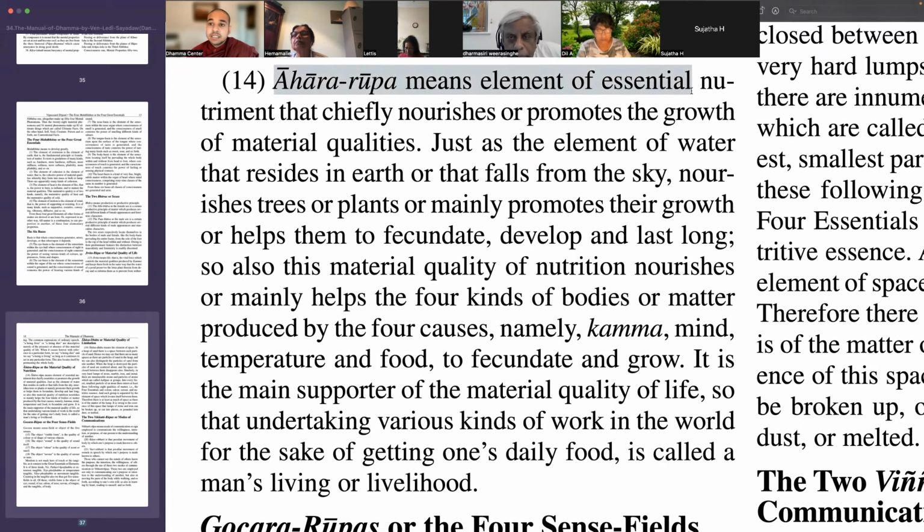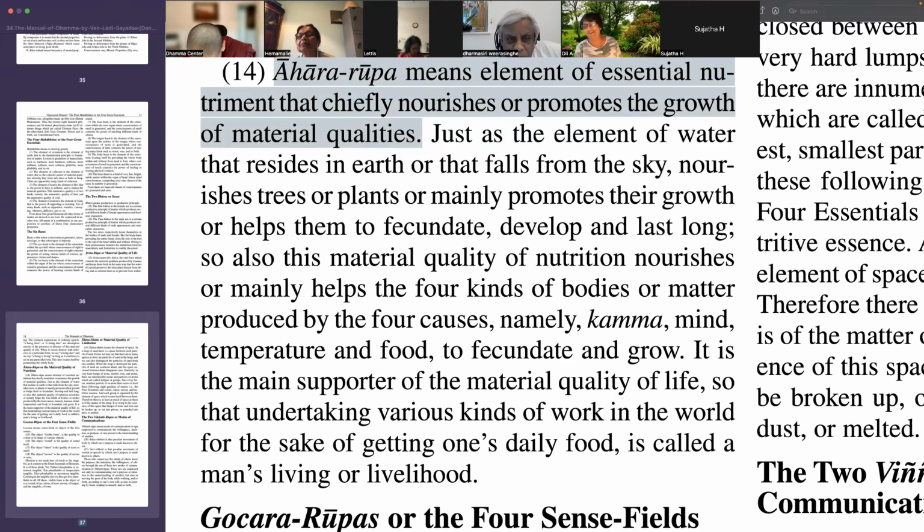Bhante, page 17 for Devika. Page 17. Okay, thank you. All right.